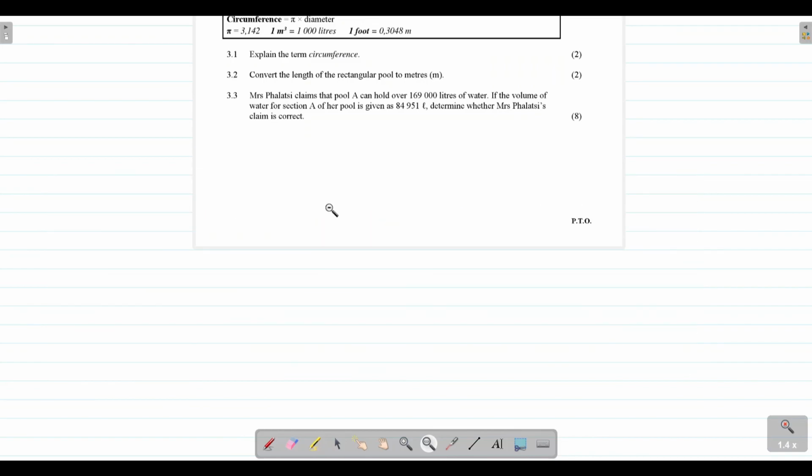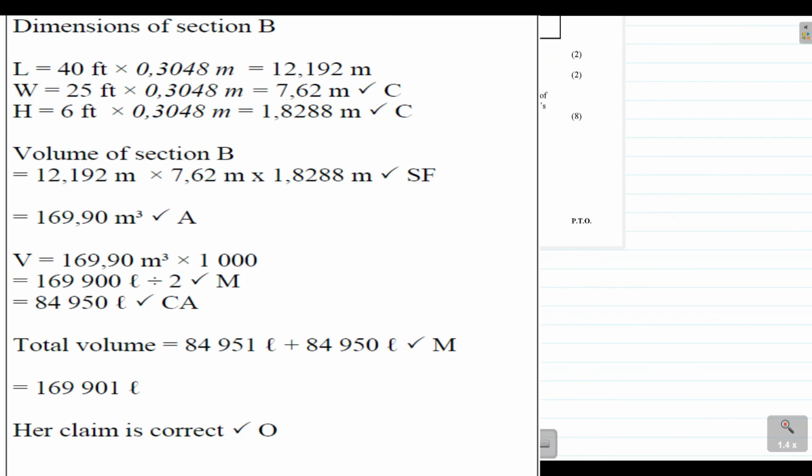In question 3.3, you'll get 1 mark for converting your 25 feet to meters. You'll get 1 mark for converting your 6 feet to meters. You'll get 1 mark for showing how you calculate the volume of section B.